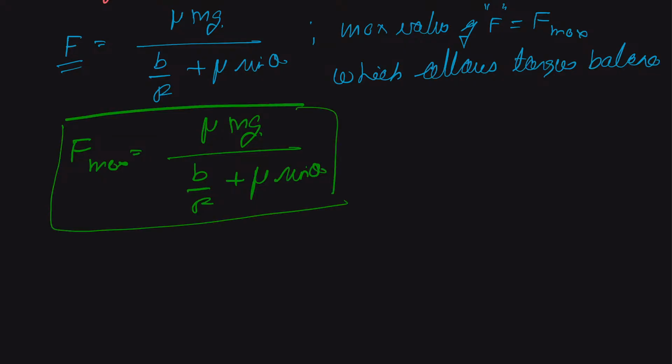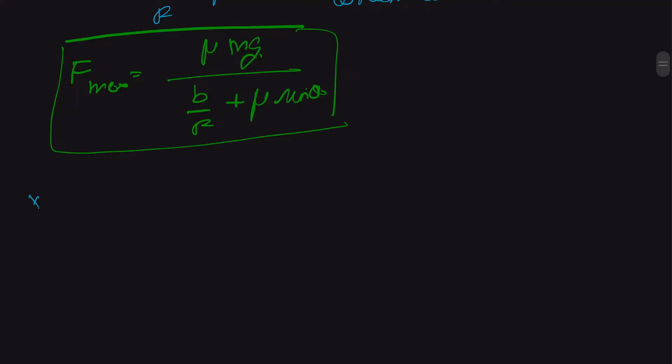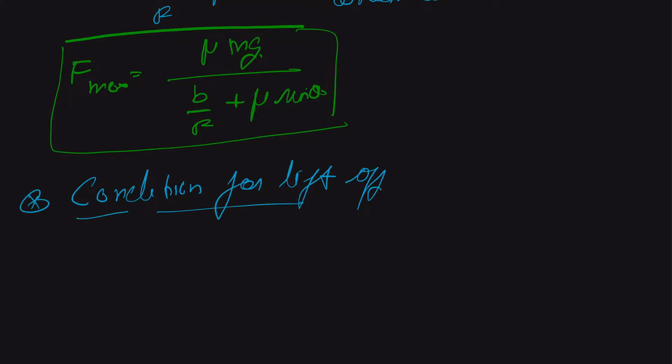And we can also find out the force at which the yo-yo will lift from the surface. For that we look at the condition for liftoff. Condition for liftoff means the yo-yo loses contact with the ground, and under this condition the value of normal will obviously be equal to 0.